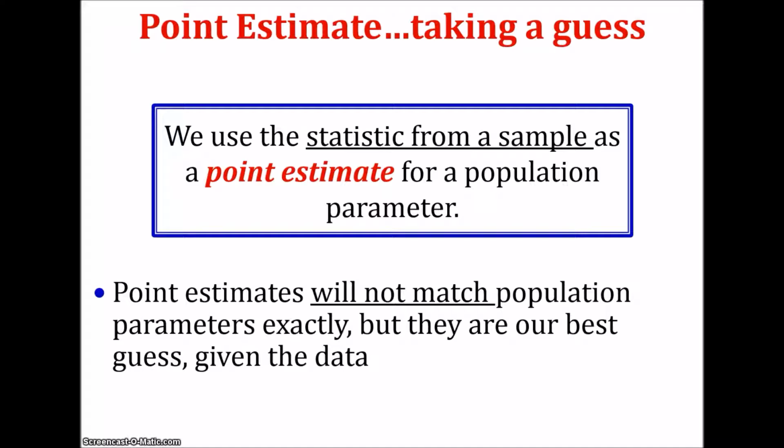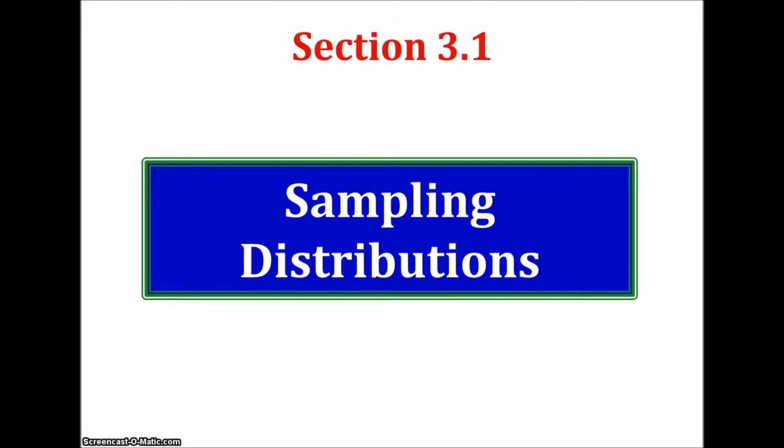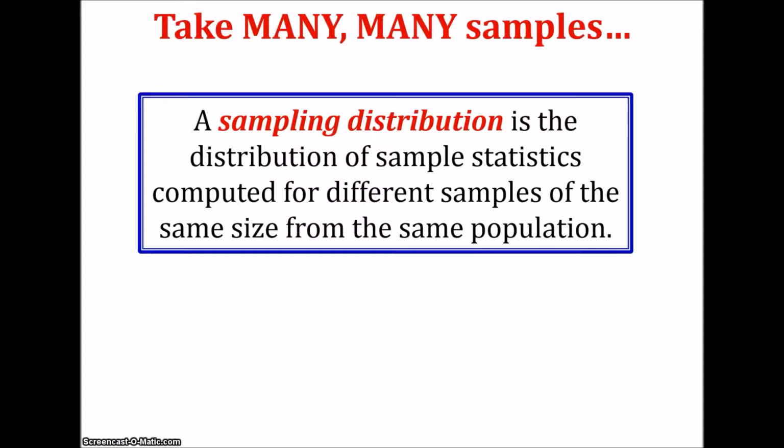Now we know that point estimates will vary from sample to sample. So we're going to start off by looking at how they vary. So section 3.1 focuses on sampling distributions. For sampling distributions, we think of taking many, many samples from the same population and calculating the sample statistic for each of those samples. Then the sampling distribution is going to be the distribution of the sample statistics that we computed for different samples of the same size taken from the same population.